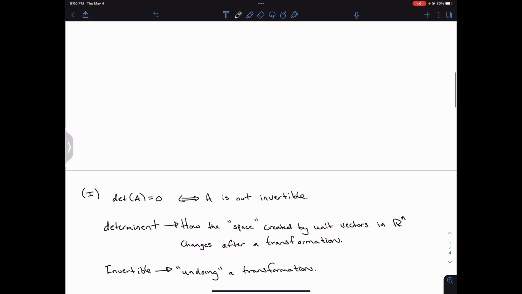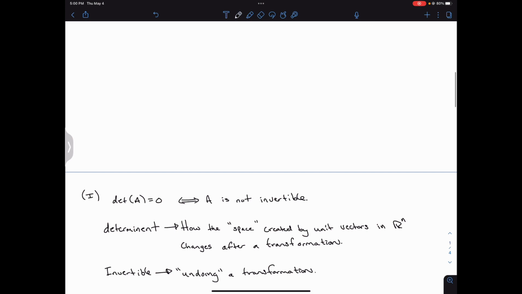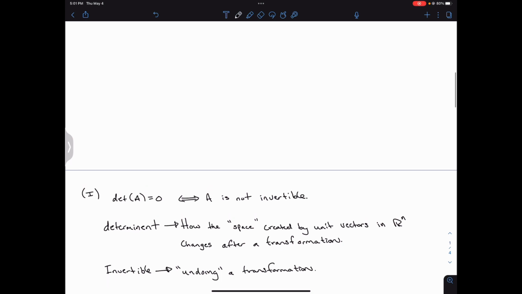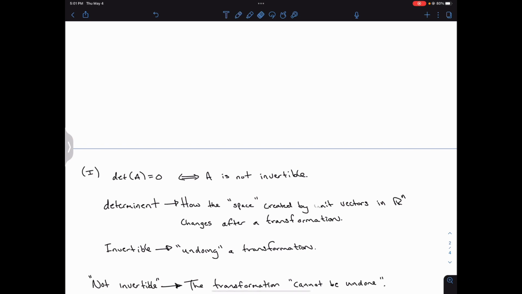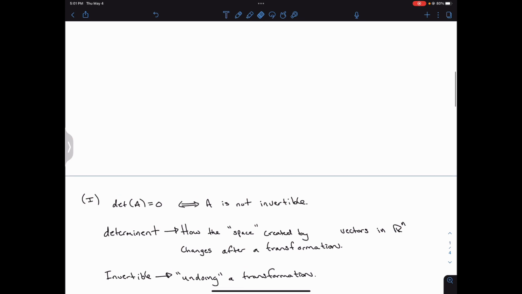So look at the first biconditional. The determinant of A is 0 if and only if A is not invertible. So let's just define some terminology. The determinant is how the space changes. I use space because in R2 we're thinking area, and in R3 we're thinking volume. So space will just be the overall term that we use to describe this. And a determinant gives us information about how that space created by the vectors, not necessarily unit vectors, but the vectors in Rn, changes after a transformation.